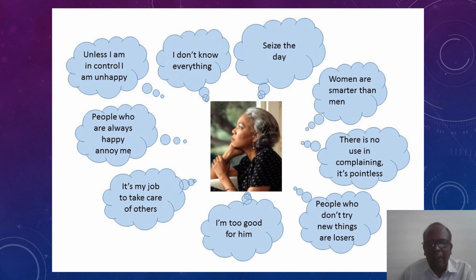So what are the different types of beliefs? Here we see a woman who has beliefs like, I don't know everything, seize the day, women are smarter than men, there is no point in complaining, it's pointless. People who don't try new things are losers. I'm too good for him. It's my job to take care of others. People who are always happy annoy me, and unless I am in control, I am unhappy. So these are some of the beliefs about life and herself that a person like her carries.